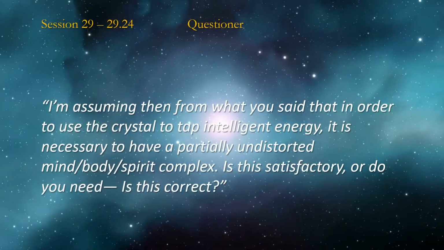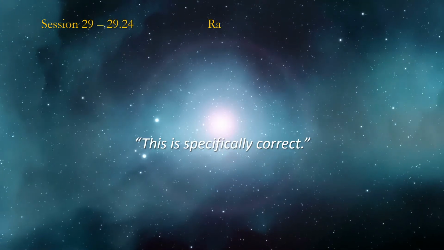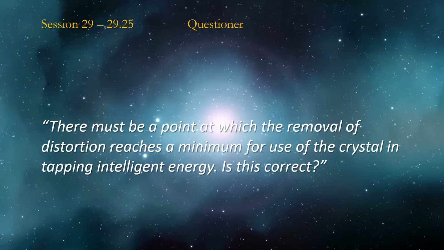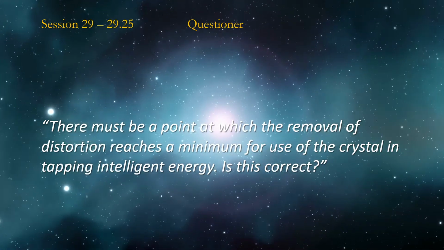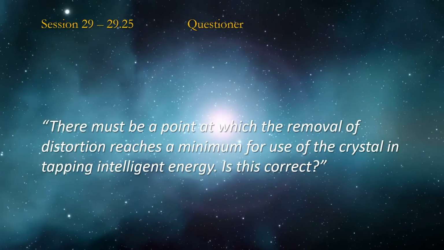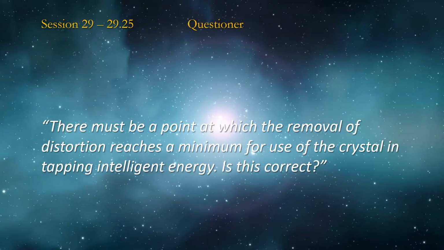And then going back to the question, Don wants to know if this is what they need. They need somebody who is partially undistorted, who doesn't have to be a perfect being, but has that ability to tap intelligent energy. And if that's correct, then Ra is going to say that this is specifically correct. We know that already. And the next question is Don saying, there must be a point at which the removal of distortion reaches a minimum for use of the crystal in tapping intelligent energy.